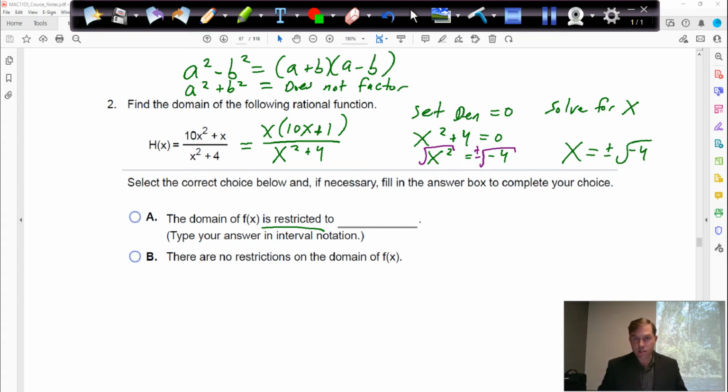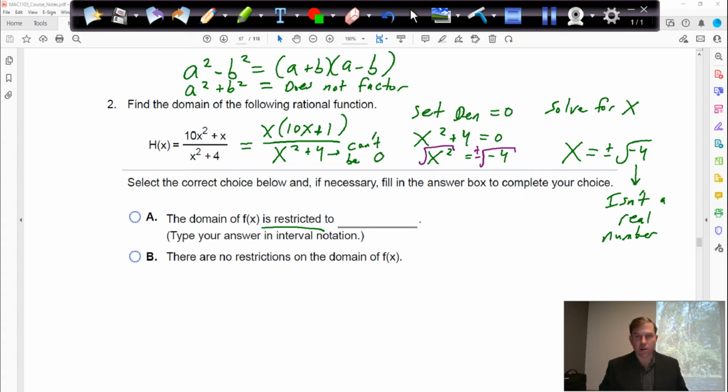But in this class, at this stage, we can't do the square root of a negative number. This isn't a real number. It's an imaginary number, and we're not going to worry about that. We're just going to worry about the fact that it's not a real number, so basically the denominator can never be 0. So in this problem, x squared plus 4 can't be 0.